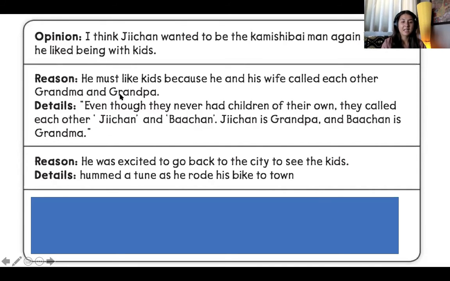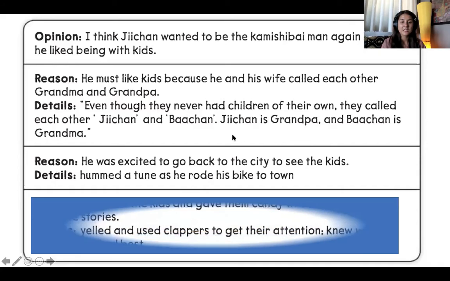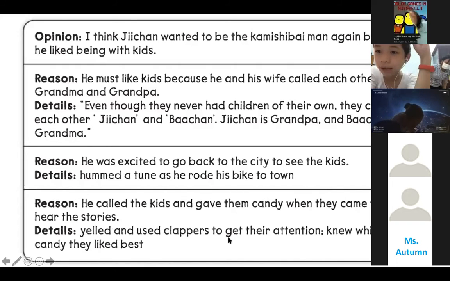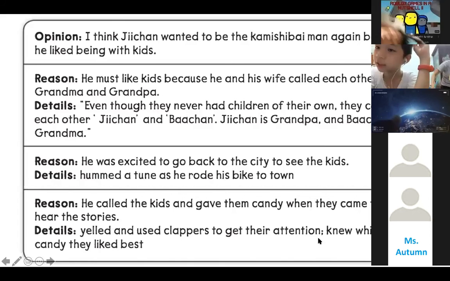And finally, my last reason is, can you please read it for me? "Ji-chan called the kids and gave them candy when they came to hear the stories. Yelled and used clappers to get their attention. Knew which candy they liked the best."